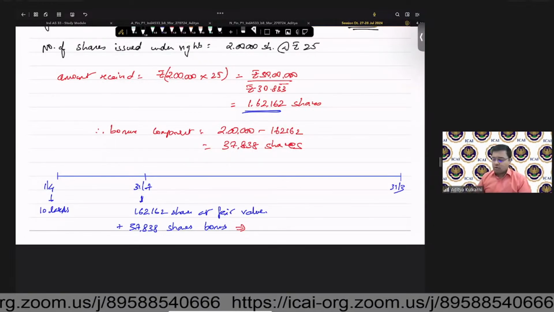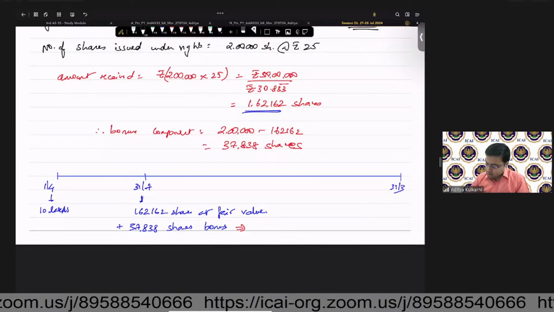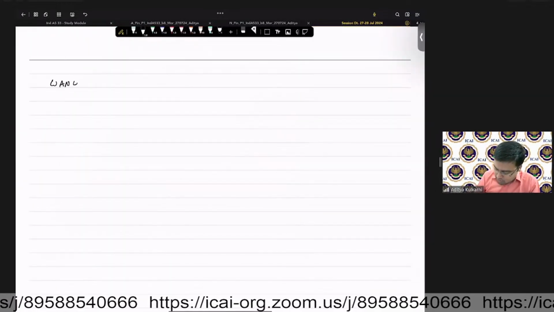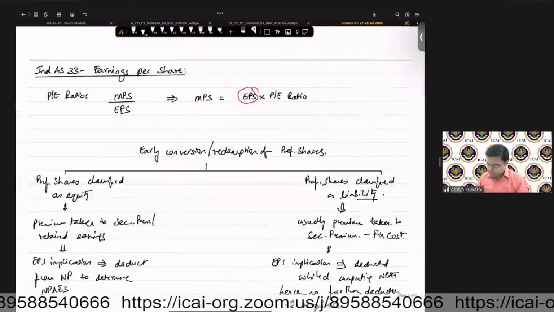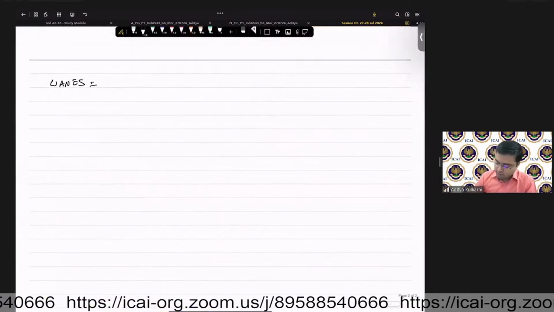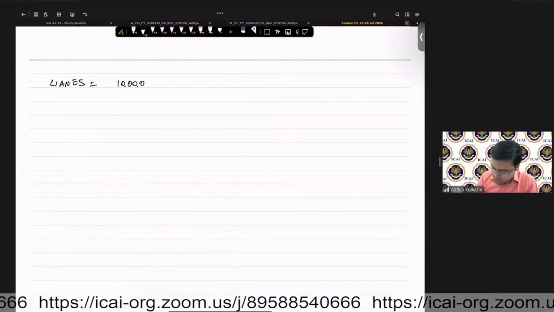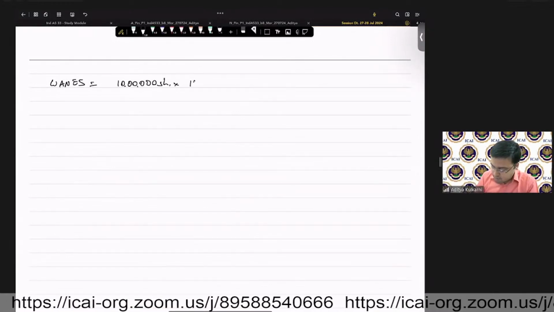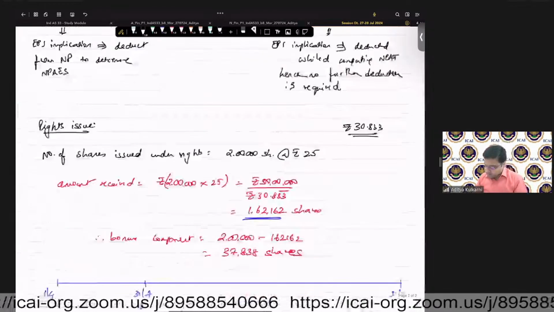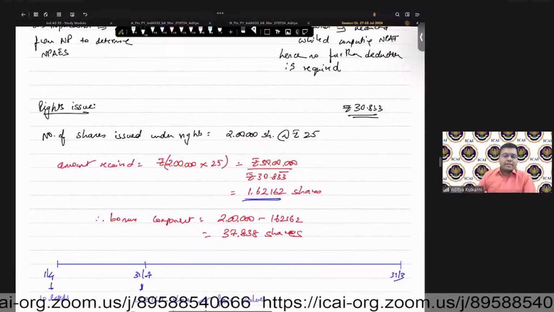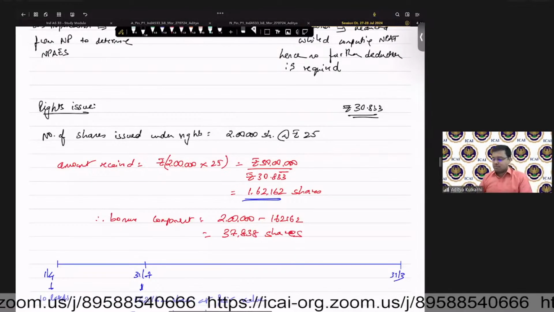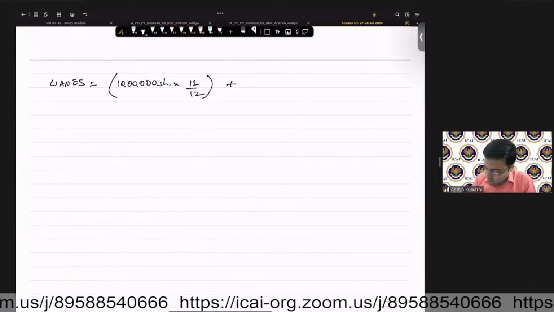So how am I going to compute the weighted average number? The weighted average number is going to be 10 lakh, which is there for the entire 12 months, plus 1,62,162 that came into existence on 31st July. That means it was not there for 4 months. It is having its presence for 8 months only.